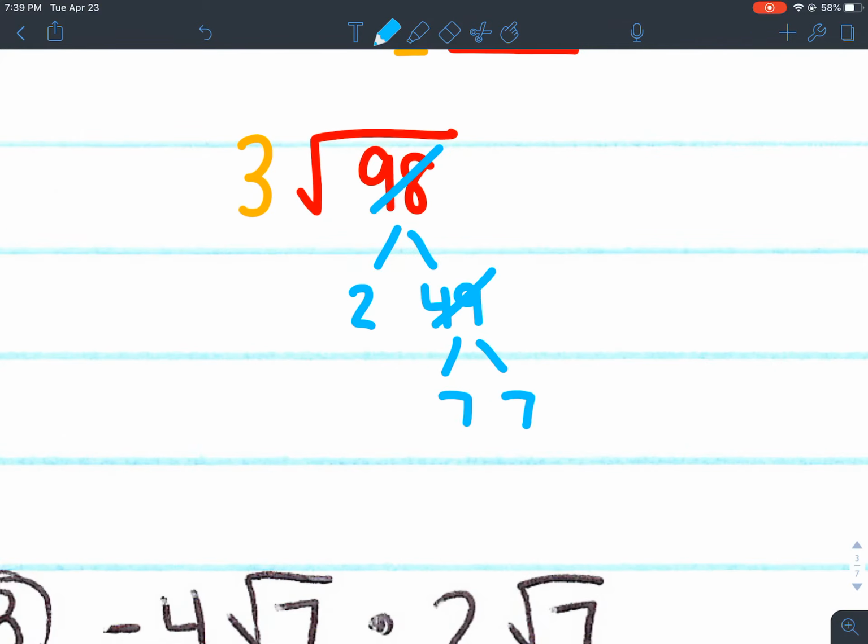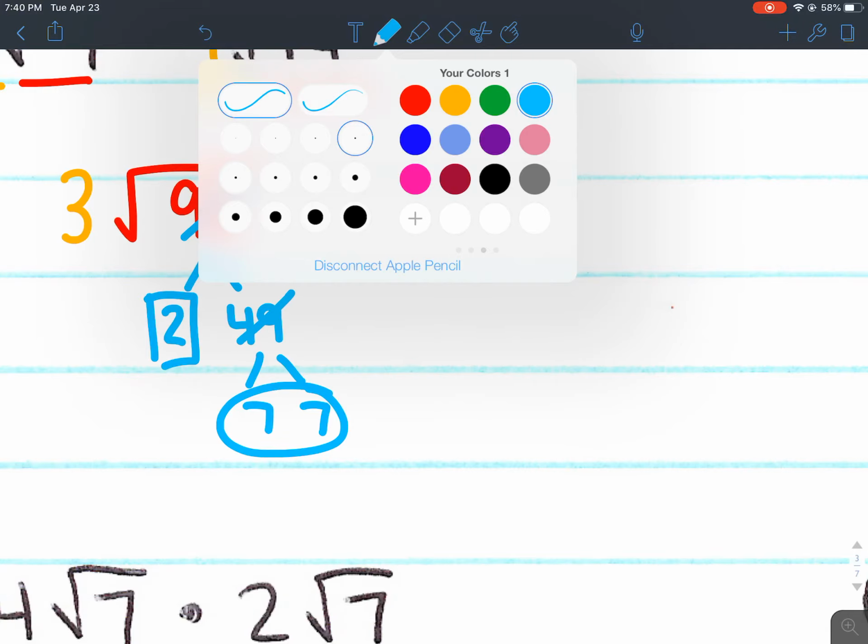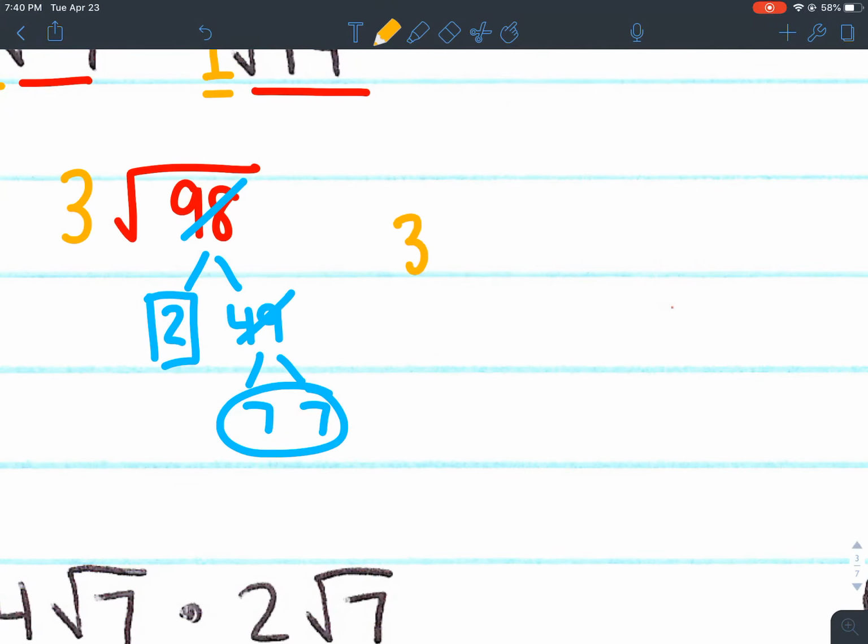So here I have one pair, and I have one child that's going to go back inside the house. I have the original 3 that was already on the outside, and then I have the parents that are going to take one car, which is the times 7. And then I do have one child that's still on the inside, which is the square root of 2. So 2 is going to go back inside. And then to simplify that, I would have 21 square root of 2.